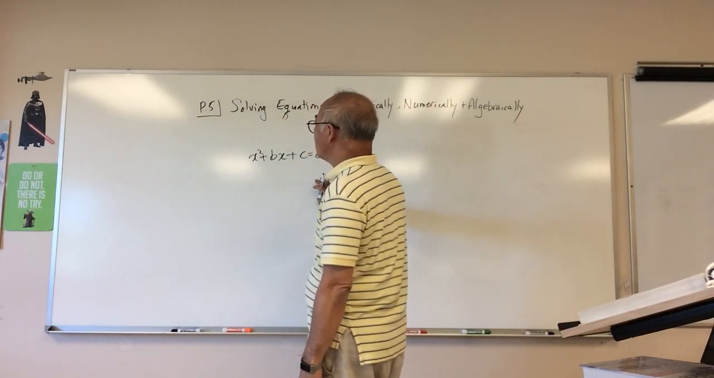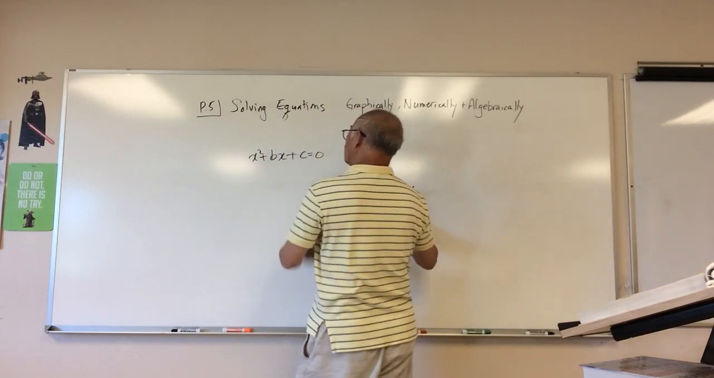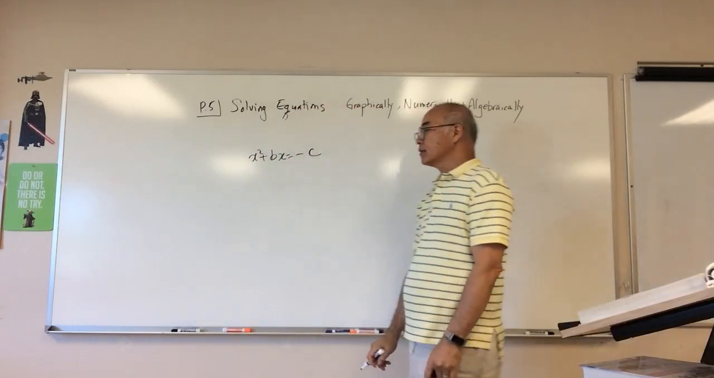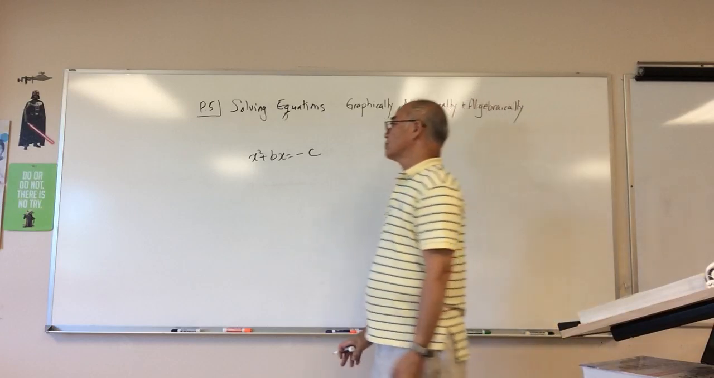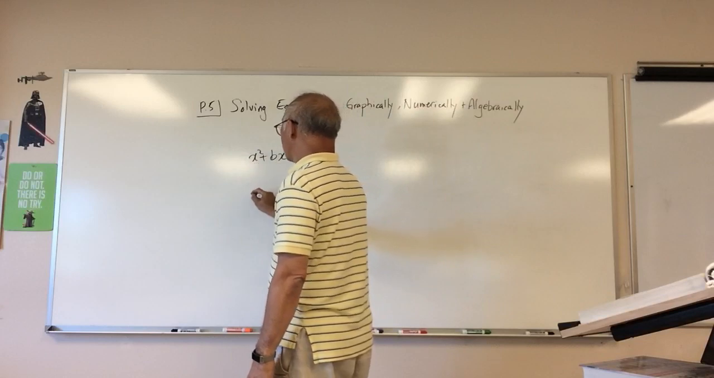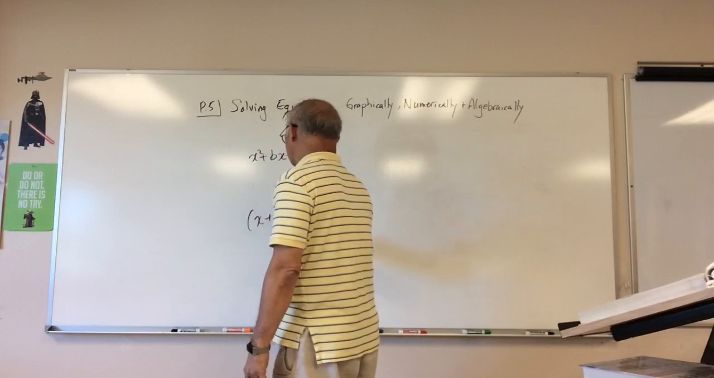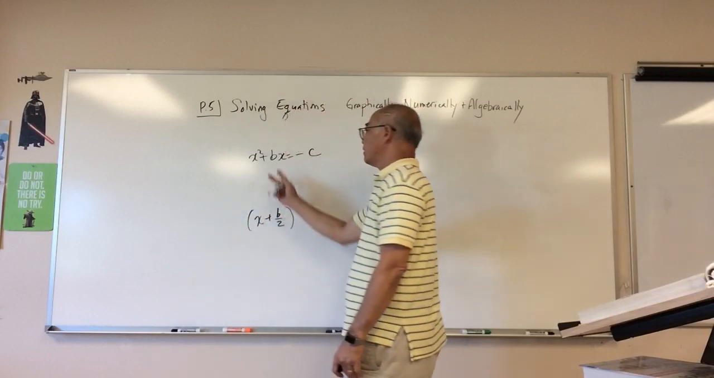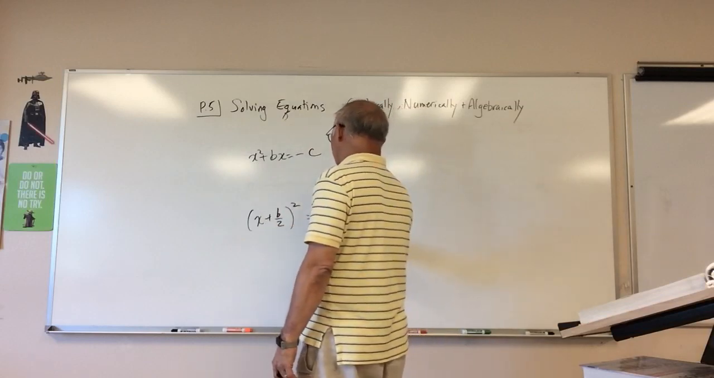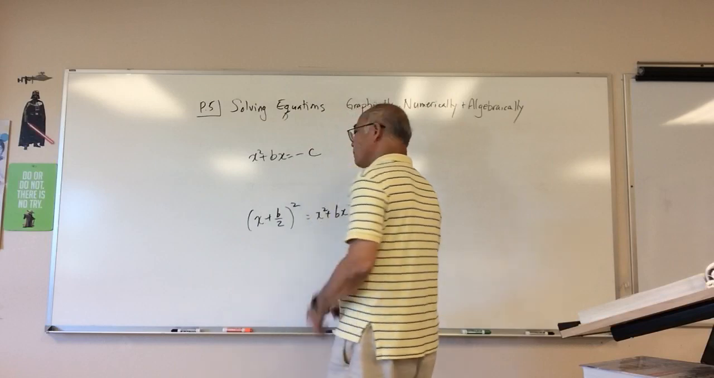If I have this, I'm going to use completing the square. I'm going to leave these 2 terms on the left side and move the constant to the other side, so it'll be negative c like this. From here, I'm going to try to end up with this. I want this to end up like this. But if I expand this out, what do I get? I get x squared plus bx plus b squared over 4.